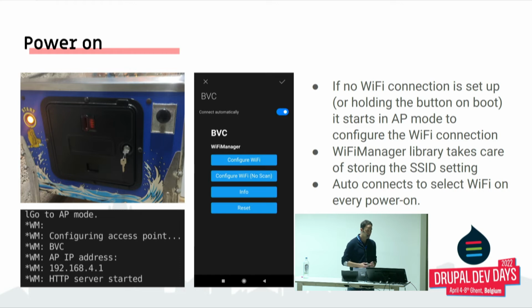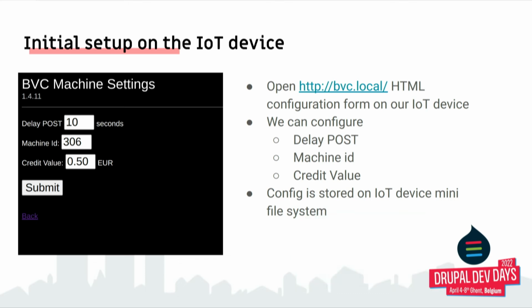You click the configure Wi-Fi button. You put in the SSID, or select the SSID from the listed ones, and you put in the password, and it stores this on the IoT device, and the Wi-Fi Manager library is taking care of that. So the next time you boot it up, it automatically connects to that SSID.